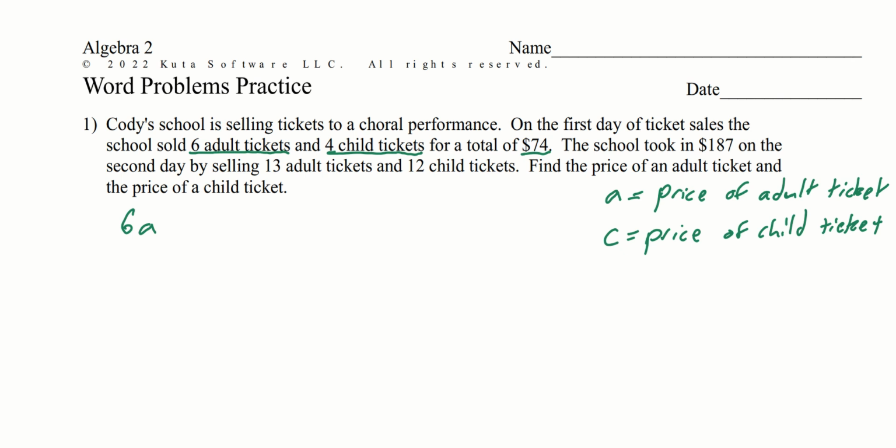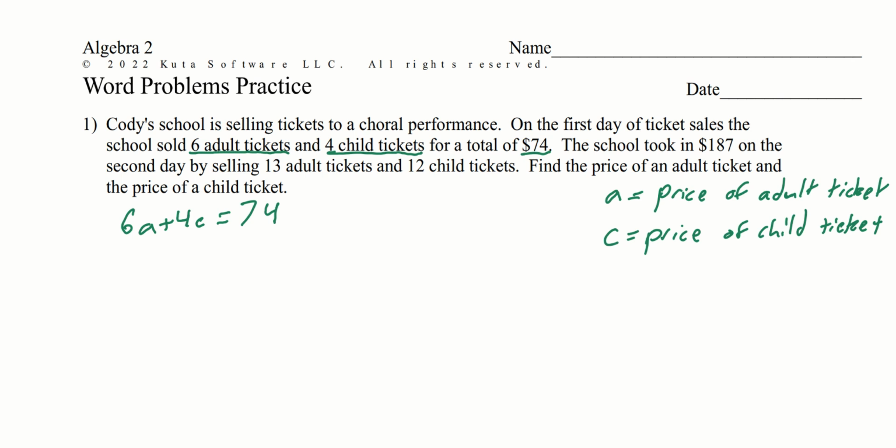If I want to find out what the total amount of money was that they brought in from the child tickets, I would take 4, which is the amount that they sold, times the cost of each one, which is C. And then I would add these two results together. And this is going to give me the total amount of money that they made, which would be 74 in this case. So there's our first equation.